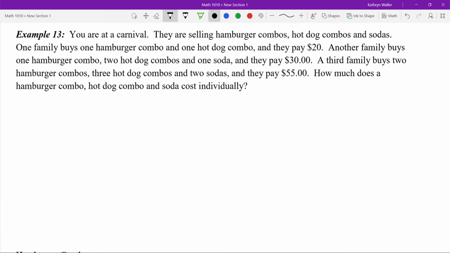Okay, so look what I'm going to do. I'm going to go hamburger combo, hot dog combo, and then soda.